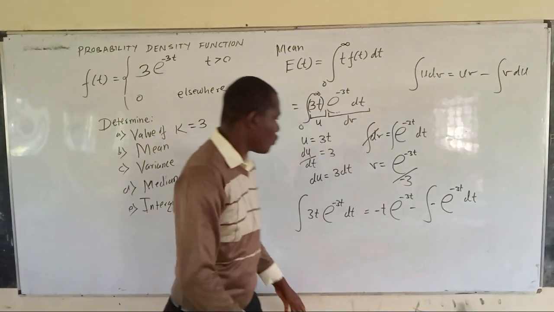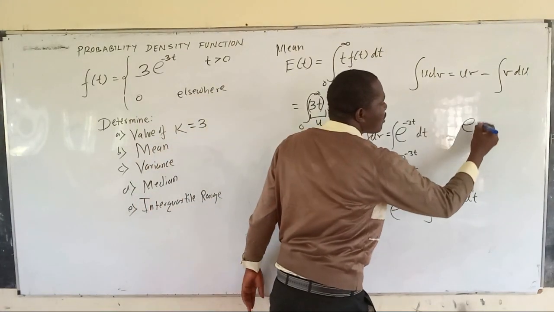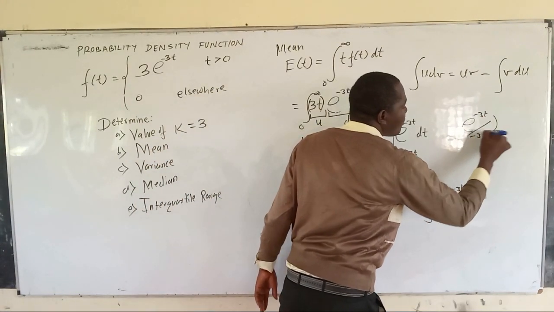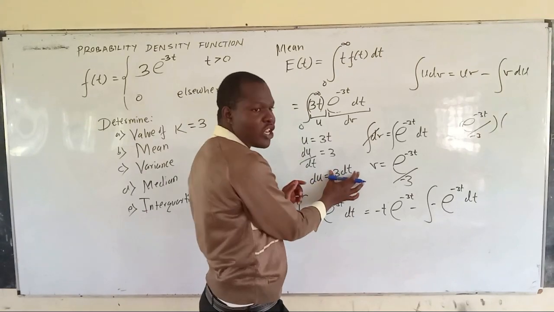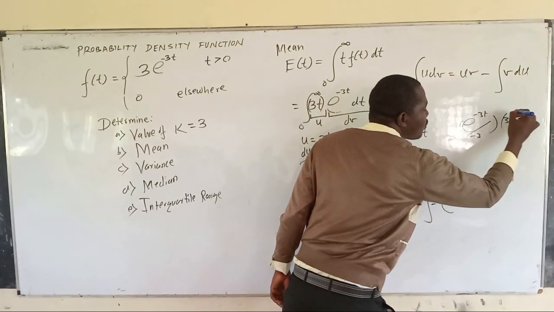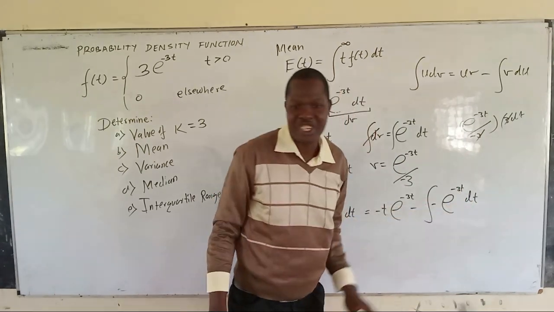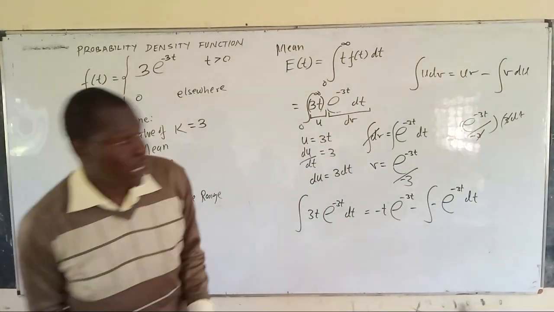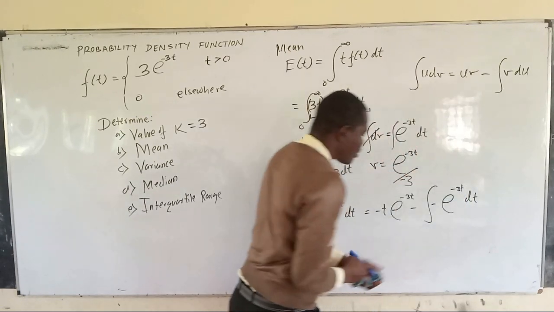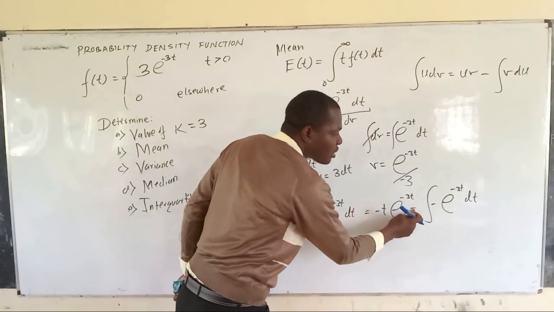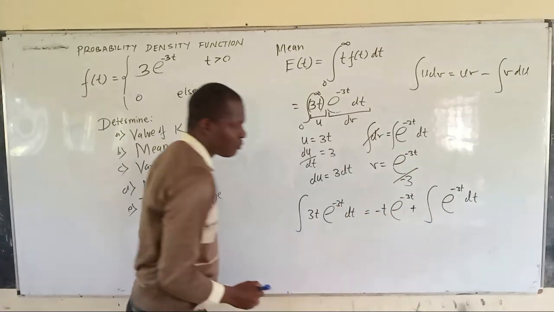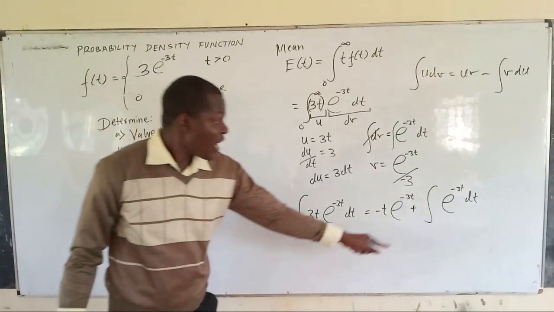V times du, and you can see V is here, exponential negative 3t over negative 3. Then it is times du, and du is there, is 3 dt. So this 3 goes to that 3, remains with the negative exponential negative 3t dt. So that is how it is. So after that, you can see negative into negative is what? Is positive. So it means we are integrating that part.